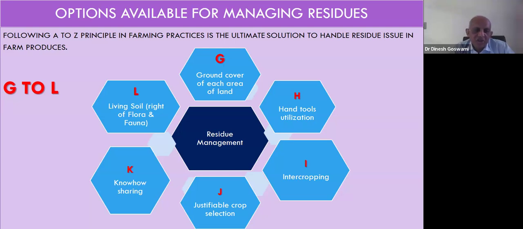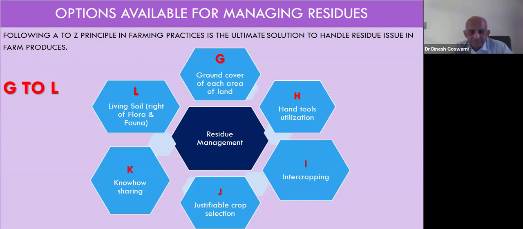Another is knowledge, know-how sharing. Many farmers are adopting good, sustainable farming practices: optimum utilization of water, minimum tillage, and many such fundamental things that experienced farmers are doing. If some farmers are not adopting proper practices, they have to share with each other. And the government, NGOs, and many good agricultural organizations and institutions are already working on this, taking farmers from one area to another to share the ideas of on-farm practices that can help to manage residue to a certain level.